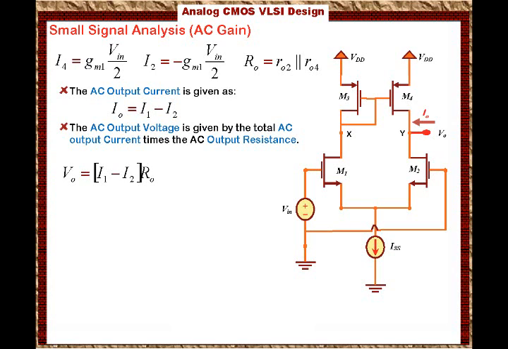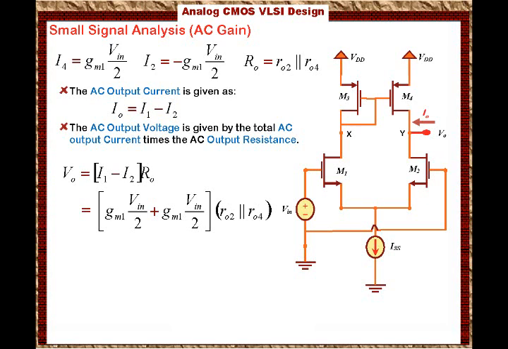This will equal, when you substitute for I1 and I2, GM1 times Vn over 2 plus GM1 times Vn over 2. The minus sign is canceling the minus of the I2 term, that's why we have a plus sign here. This will be multiplied by RO2 in parallel with RO4, and remember that the minus sign is cancelled with the minus of the I2 term, and that makes it a plus.